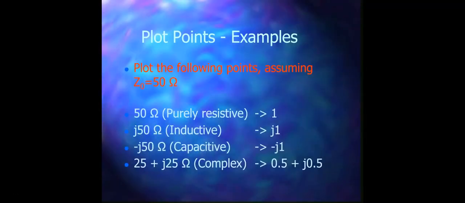Now plot the following points assuming Z0 is equal to 50 ohm. Again, this is our characteristic impedance, and we have to plot for 50 ohm, j50 ohm, negative j50 ohm, and 25 plus j25 ohm. So we are going to normalize it. When you normalize, you will basically divide by the characteristic impedance, and here you will get 1. For this case you will get j1. For this case you will get negative j1, and for this case you will get 0.5 plus j0.5. So we are going to plot all these into the Smith chart.